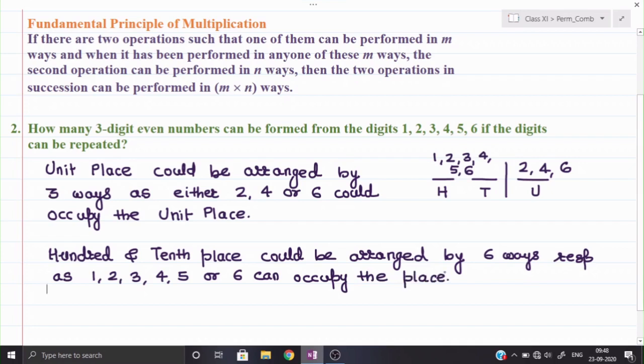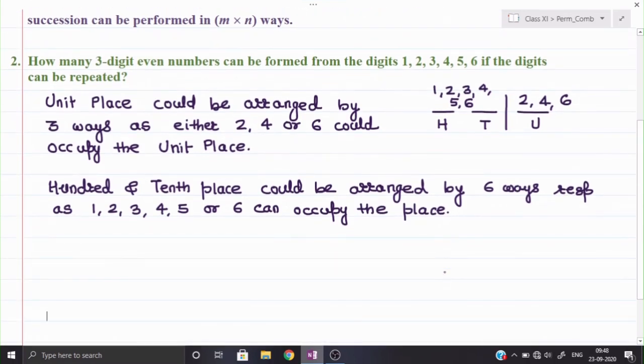So now we can say that the 100th place can be arranged in 6 ways, the 10th place can be arranged in 6 ways, and the unit place can be arranged in 3 ways. Okay, so here we will write down the total numbers formed.